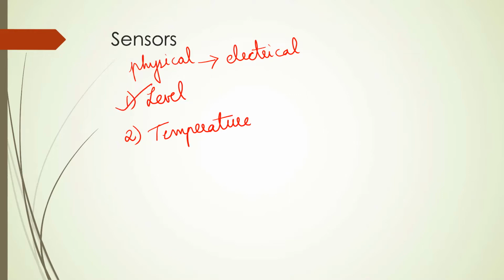The second is your temperature sensor. The water which flows inside your machine has to be at a particular temperature. In certain machines you have options to wash in hot water, in cold water, and options where you can select a moderate temperature. All this is maintained by your temperature sensor. So we are using two sensors: the level sensor and the temperature sensor.